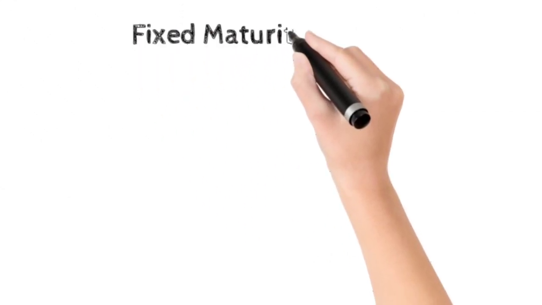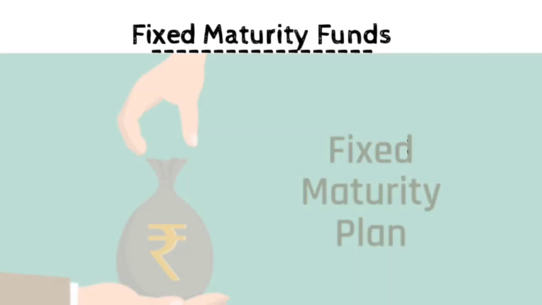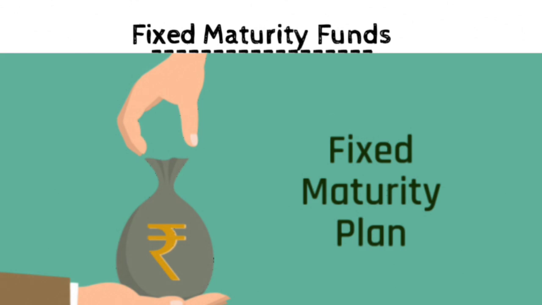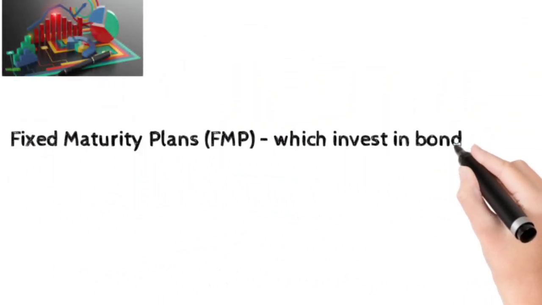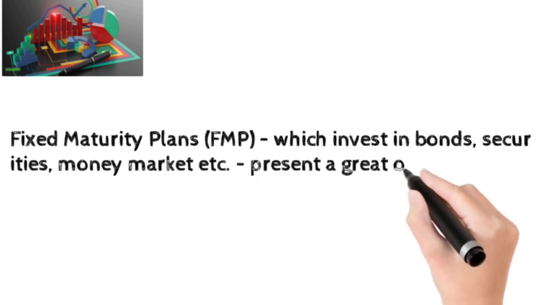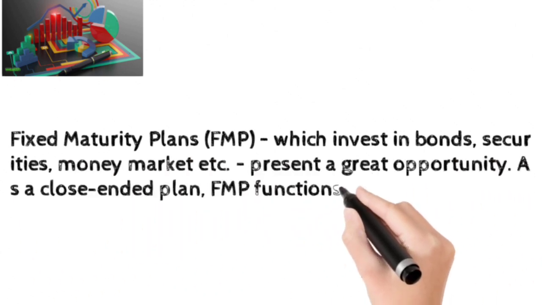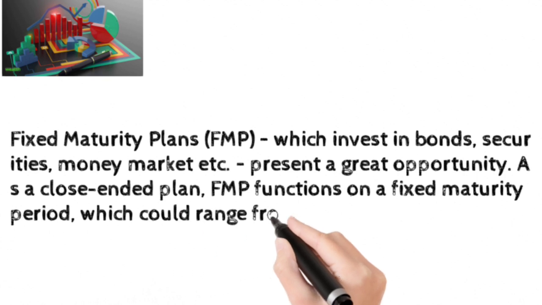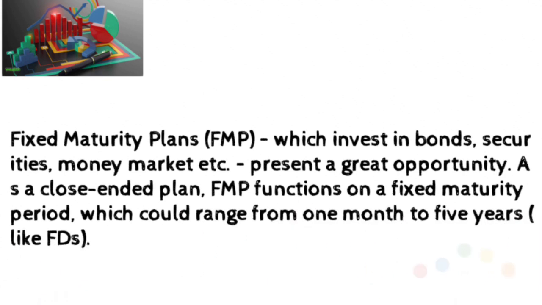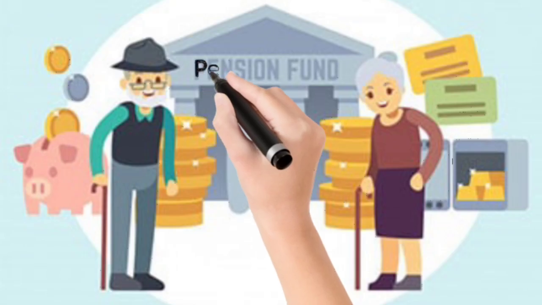Fixed maturity funds. If you are uncomfortable with the debt market or related risks, fixed maturity plans, which invest in bonds, securities, money market, etc., present a great opportunity. As a close-ended fund, it functions on a fixed maturity period which could range from 1 month to 5 years. Pension funds.